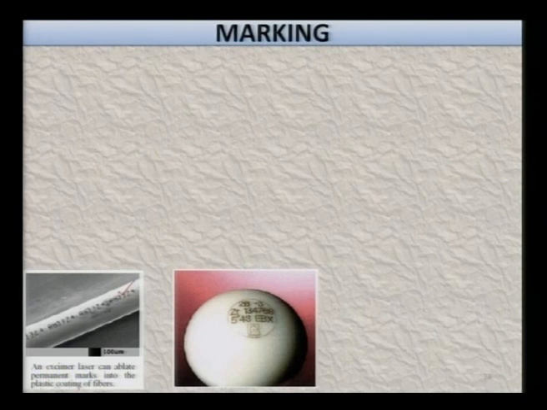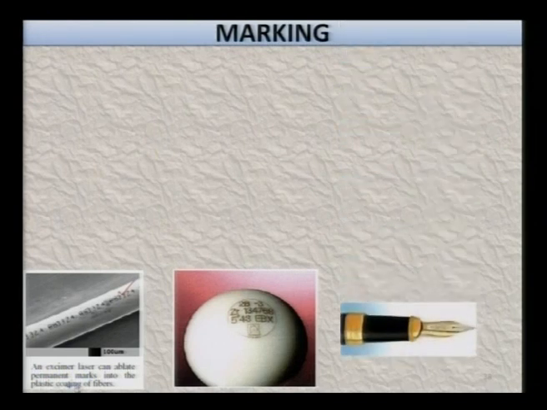Here is another example of marking on a ball kind of part, and here is the marking on a very expensive pen tip, an old pen tip. Nowadays people do not normally use these kinds of pens, but you can clearly see the marking over here, and all this has been done with the help of laser beams. Here also, on the non metallic part, marking is given. So, for marking purposes laser beams are very good and they are very fast.